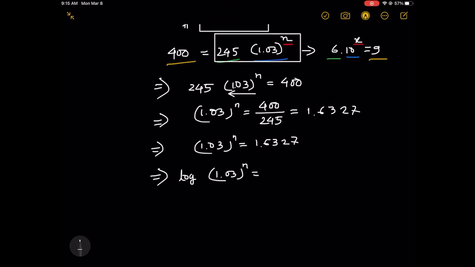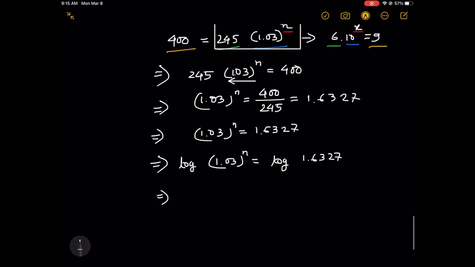You can see if you just remember the steps, it's really, really easy. Okay. So now this n will come in front, right? Using the exponential property. N times log of 1.03 equals log 1.6327. Now what should we do?